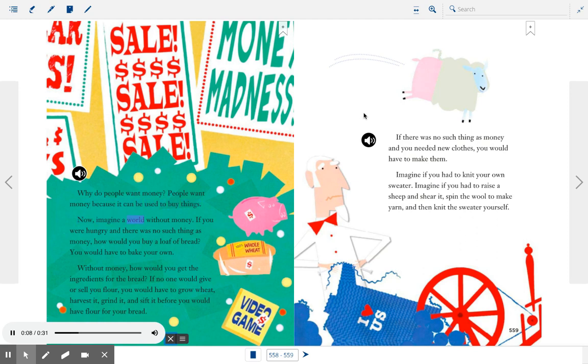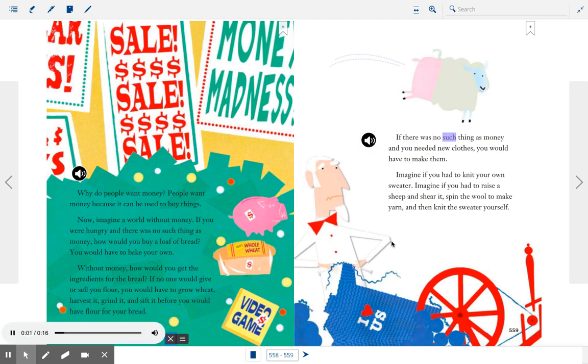Now imagine a world without money. If you were hungry and there was no such thing as money, how would you buy a loaf of bread? You would have to bake your own. Without money, how would you get the ingredients for the bread? If no one would give or sell you flour, you would have to grow wheat, harvest it, grind it, and sift it before you would have flour for your bread.